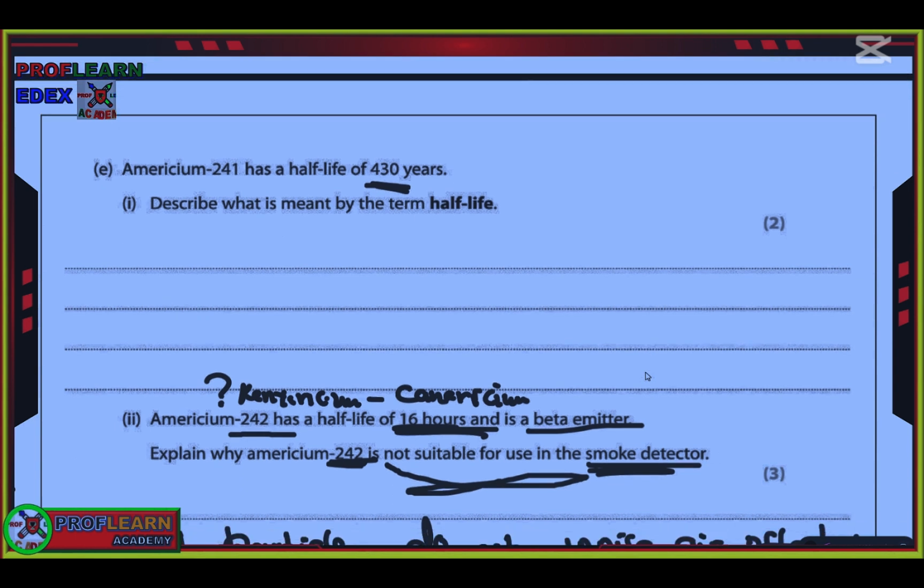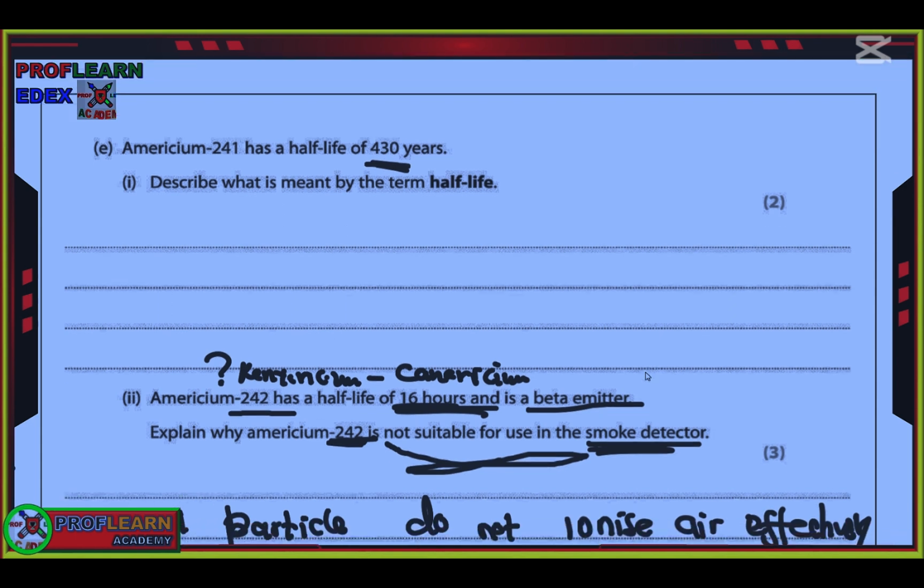Now, americium-241 has a half-life of 340 years. Describe what's meant by half-life. We said half-life is the time taken for the activity of a radioactive substance to decrease by half, or the time taken for the mass of a radioactive substance to decay to half of the original.